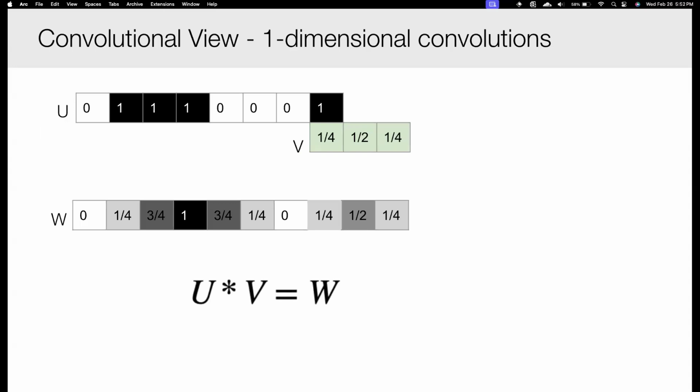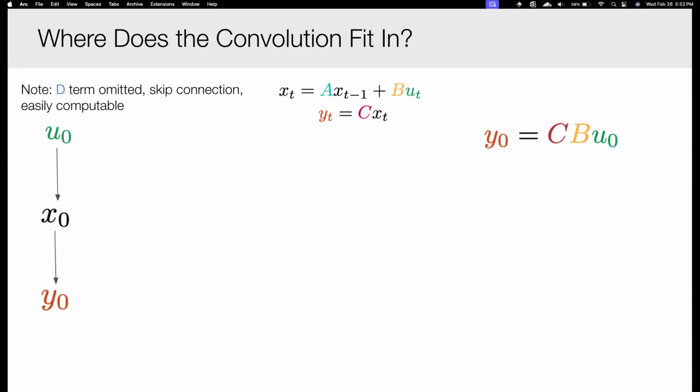So it's essentially just U star V equals W, where W is your output, V is your kernel, and U is your input. And then, so where does this convolution actually fit in your recurrent view?